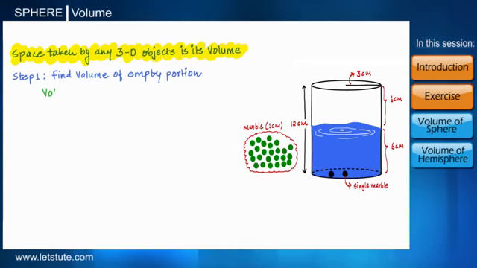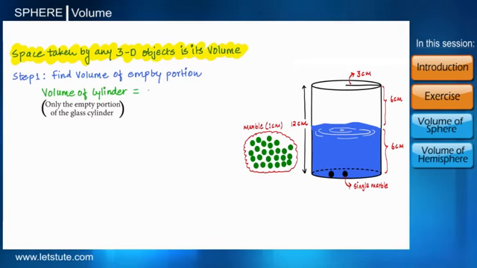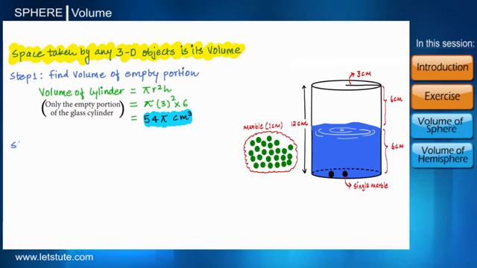We know that the volume of a cylinder is calculated by the formula pi r squared h, where r is the radius and h is the height. Here, the radius of the glass is 3 cm and the height of the empty portion is 6 cm. So by putting the values of the parameters into the formula, we will get 54 pi centimeter cubed. Now the second step, volume of a marble.